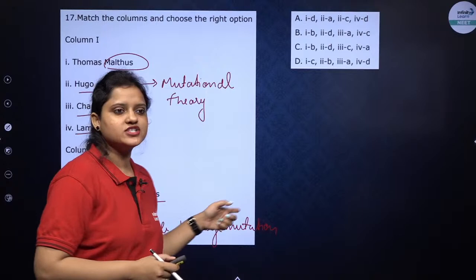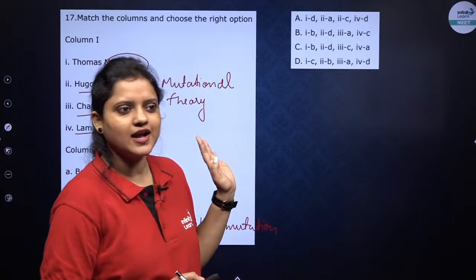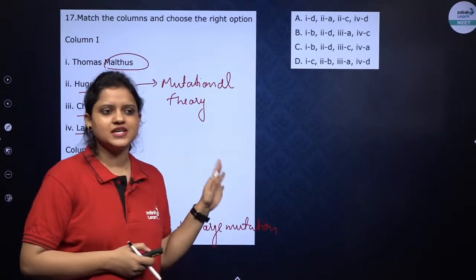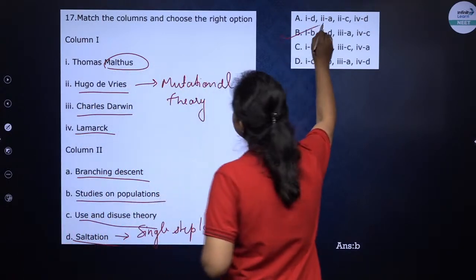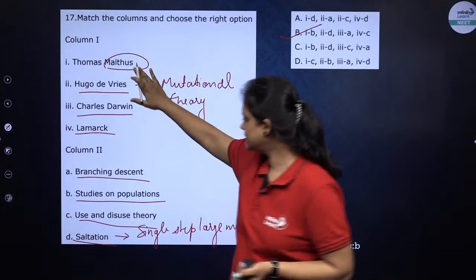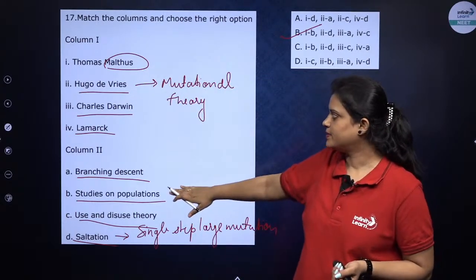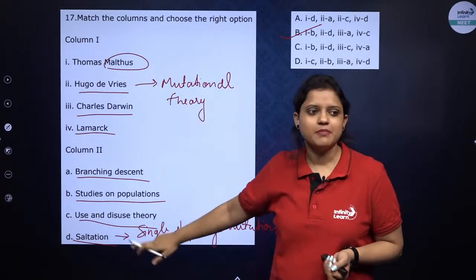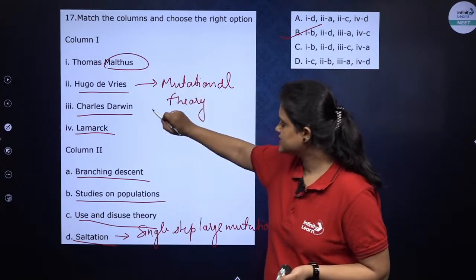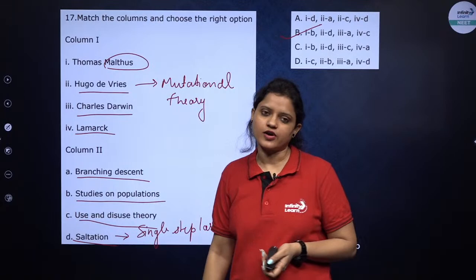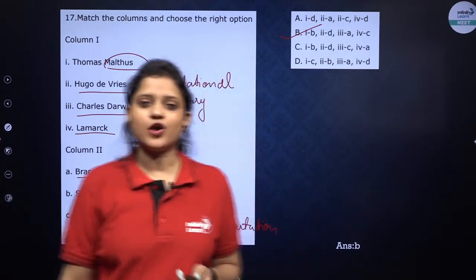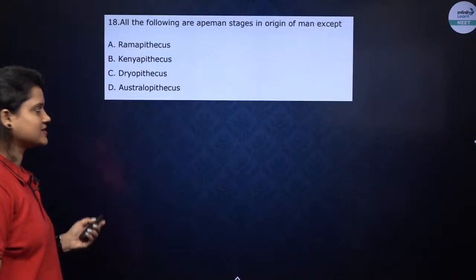Right, now match it everybody. B, Surekha is saying B, W is saying C, Rishi is saying B. Yes, correct option is B. Thomas Malthus will be matched with studies on population, Hugo de Vries by saltation, Charles Darwin by branching descent, Lamarck by use and disuse of organ. Very important question from the chapter evolution. Very nice, very good everyone.